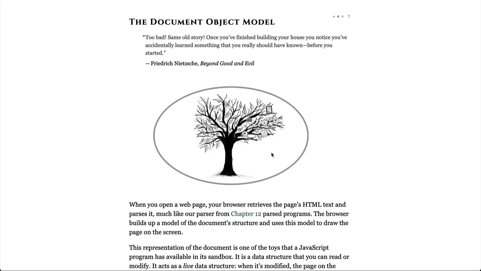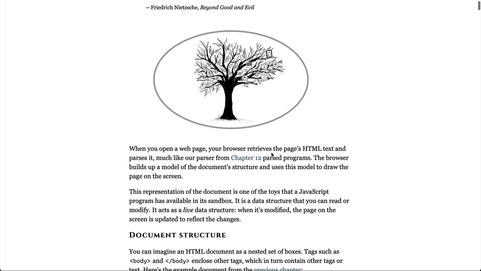Chapter 14, the Document Object Model. Too bad, same old story. Once you've finished building your house, you notice you've accidentally learned something that you really should have known before you started. Friedrich Nietzsche, Beyond Good and Evil.